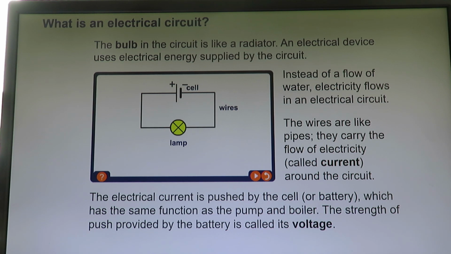Now the current is pushed around, rather than a pump like in your central heating system, the electricity is pushed around the wires by the cell or the battery. Now, in this case, a cell is quite specific. We would call it a battery when it is shown as multiple cells. It could also be the mains electricity or a power pack that you'd use in class. So the energy and the push that's provided by that is what we call the voltage.